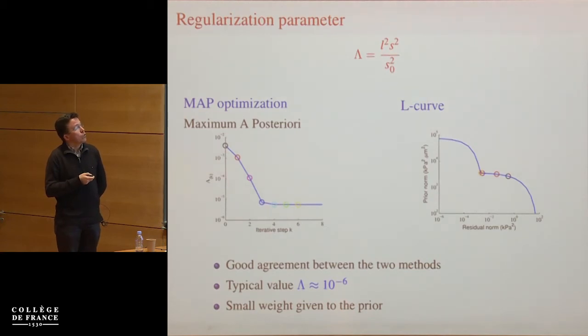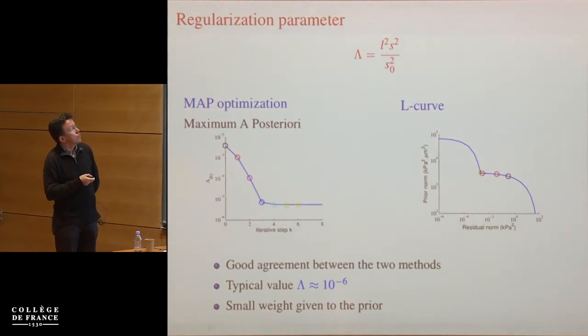And we have used two different methods which gave consistent results in order to determine a value of lambda, typically of the order of 10 to the minus 6, which is not 0. We need regularization, but still it is small, which means that most of the information that we use in order to obtain the inferred stress comes from the data and not from the prior. In fact, we have also checked that assumptions made on the prior were not crucial in obtaining the right inferred stress. And the reason why this is so is that the typical value of regularization parameter is small.